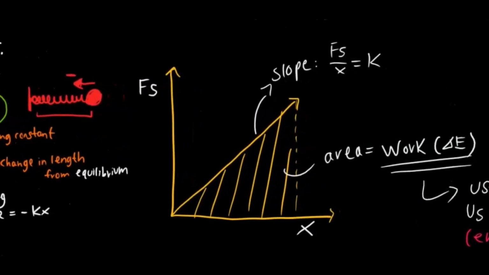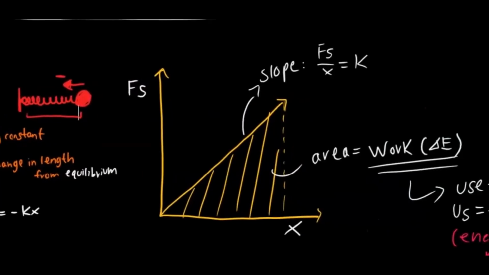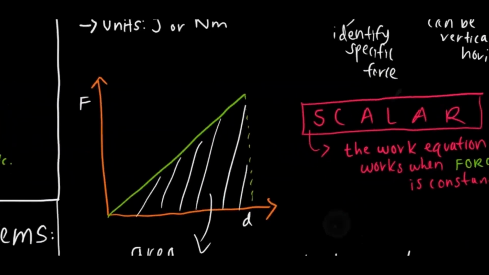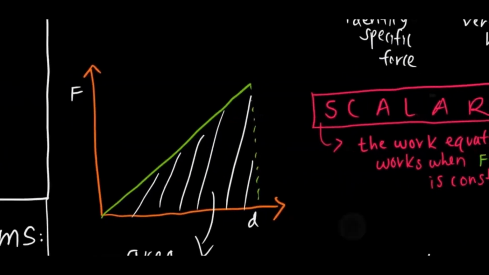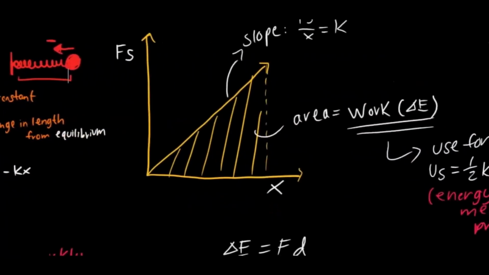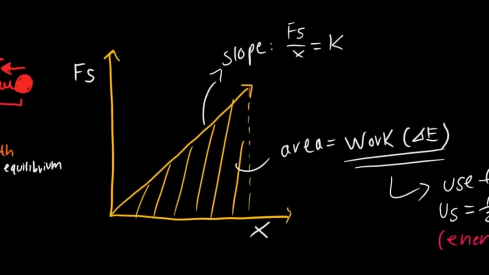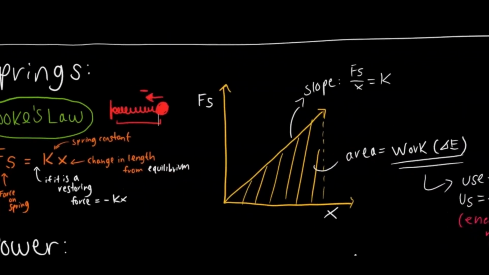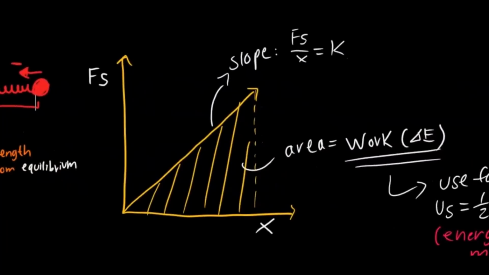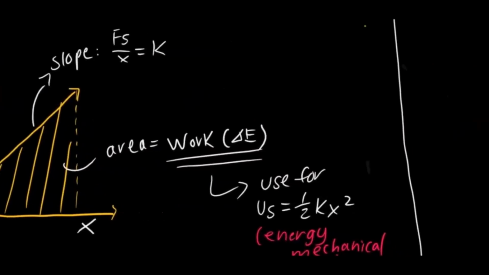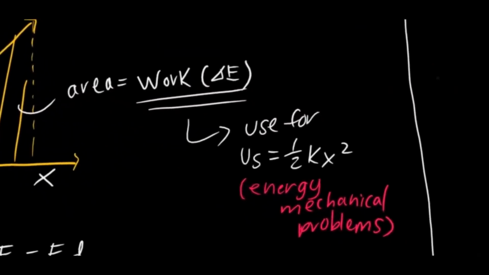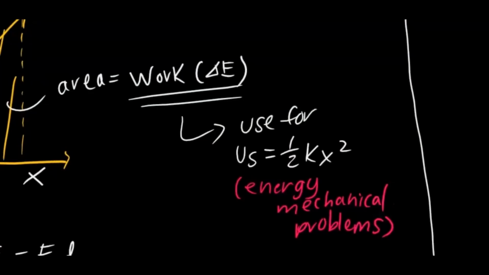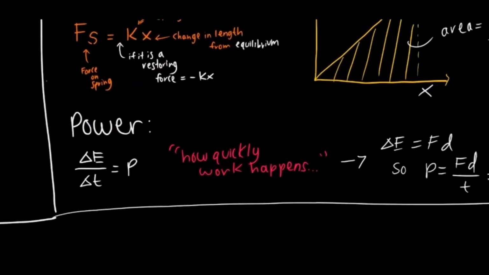So if we observe the graph of force over change in length from the equilibrium position, that is going to be equivalent to k, the spring constant, which is the slope. But like we talked about before, the area of force over displacement is work. And so we know that the area of this graph is also the change in energy, right? And so when you find this change in energy, a lot of times what you'll do is plug that in for spring potential energy. So when you work with Hooke's law, think springs, think spring potential energy. That's something just to keep in mind.